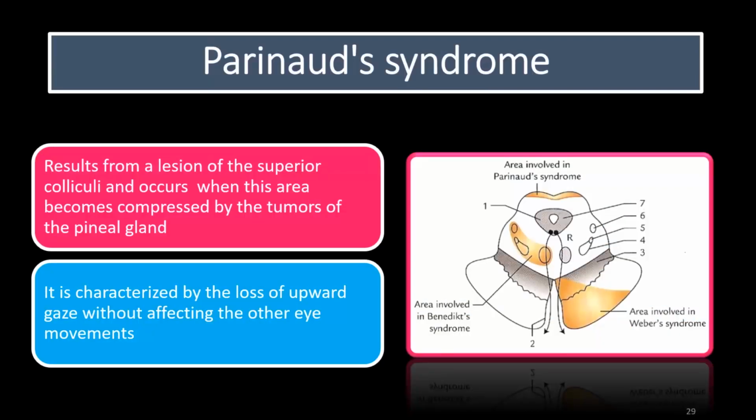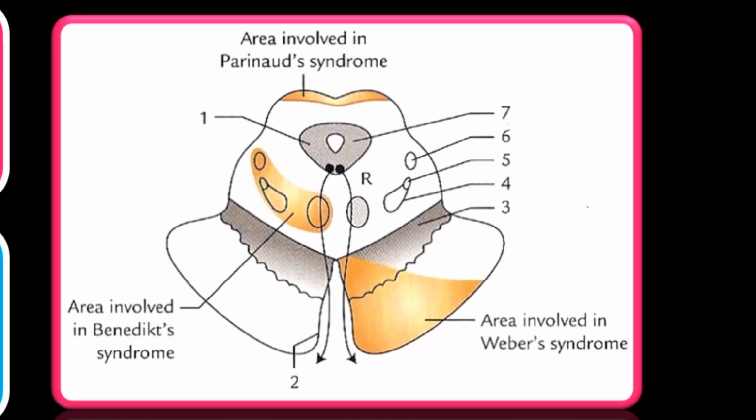Before we close, we'll take just one more clinical condition, and this is called Parinaud syndrome. This is the region that's affected during this syndrome. This results from a lesion of the superior colliculus and occurs when this area becomes compressed. And one of the things that brings about this compression is when there is a tumor of the pineal gland that is hanging above this superior colliculus. When this happens, there will be loss of upward gaze without affecting the other eye movements.